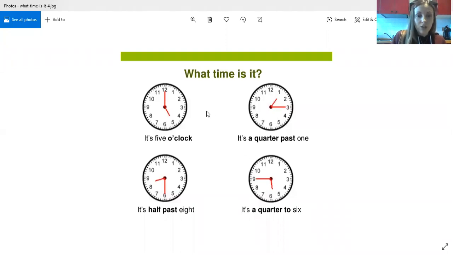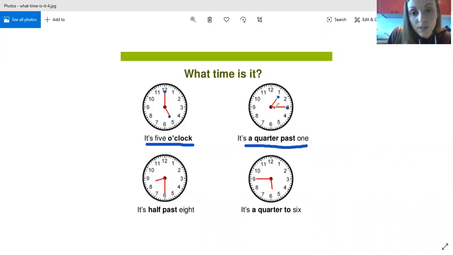In the first picture, you see the long hand, that is this one, on 12, so that is the minutes. And the short hand, this one, you see it on 5, and that tells you the hour. So it is 5 o'clock. Simple. If you go to the second picture, we see the short hand on 1 and the long hand on 3. So we say it is a quarter past 1.